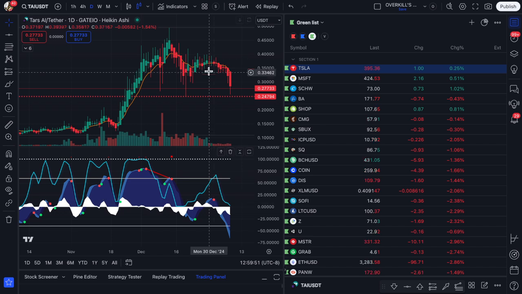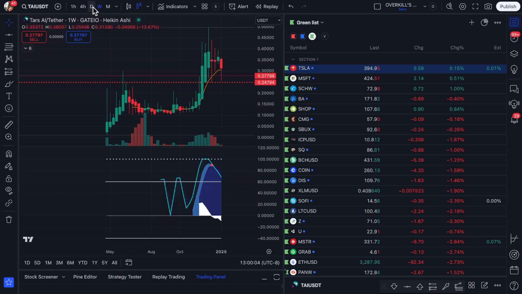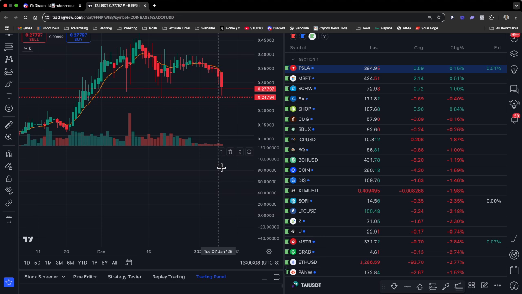Again, the red dot came right here on January 1st at 37 cents, and now it's selling off here. So 24 cents is going to be a big level for TARS AI. I don't like this one that much. I think it's had its run. The weekly chart looks pretty ugly here too. So I'd be careful on this one. Set a stop loss at 24 cents.